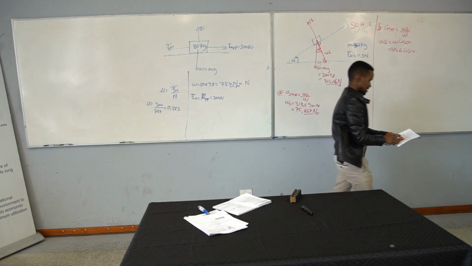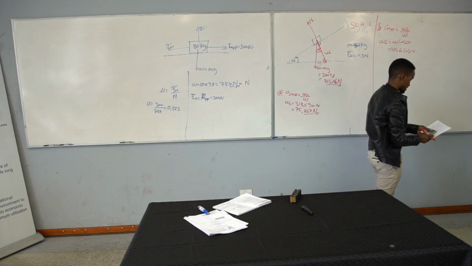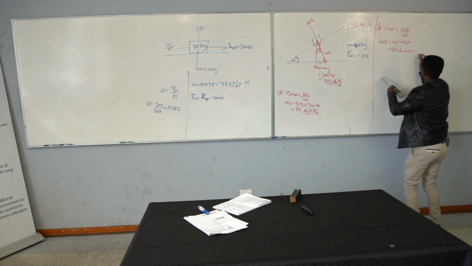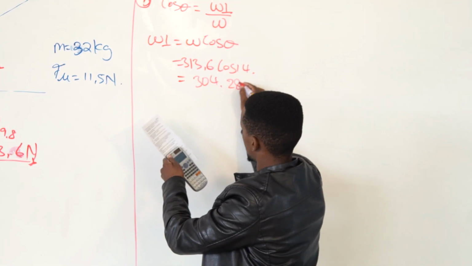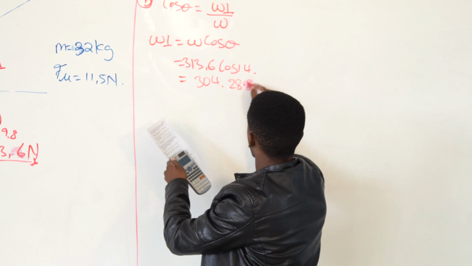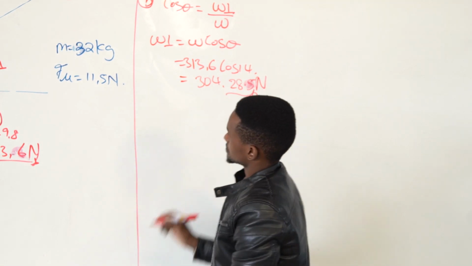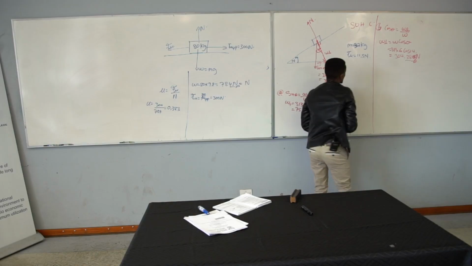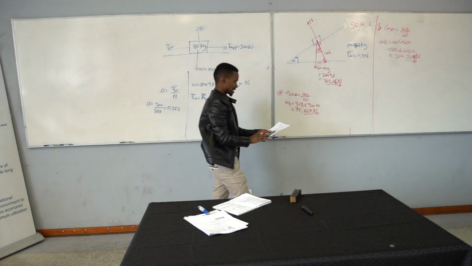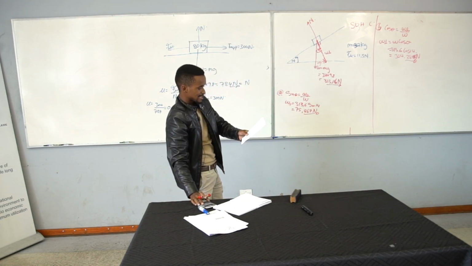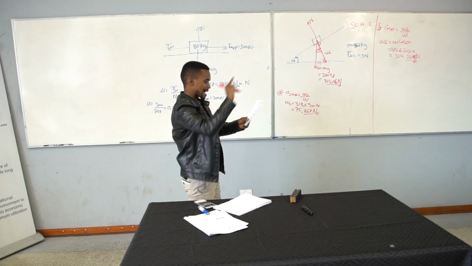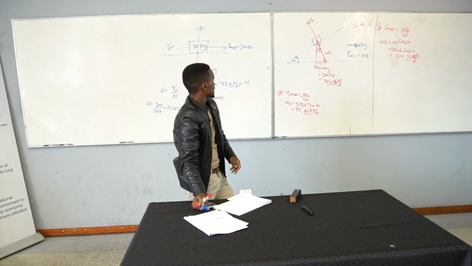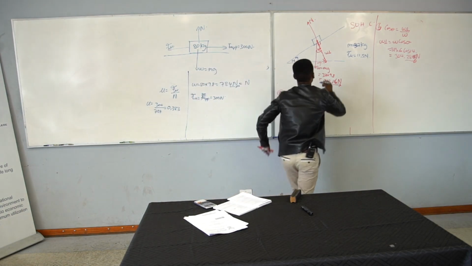Cos 14. And then when we punch that in a calculator, we get 304.285 newtons. Now, this is our weight perpendicular. This is our weight parallel. Now, C, they were looking for the smallest force required to pull the block up the incline.